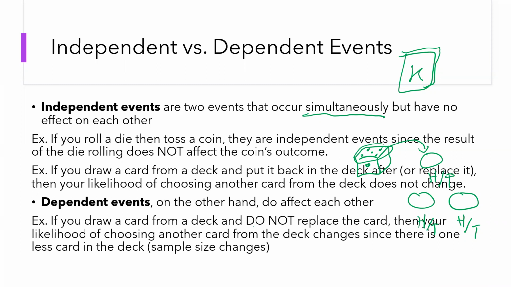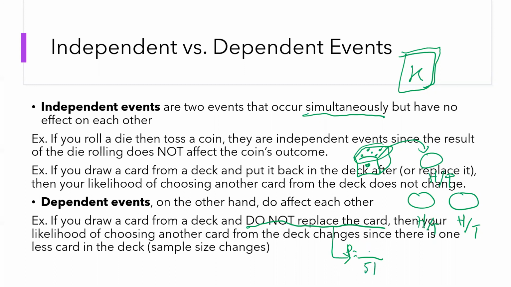And if you don't replace the card, and we talked about this, let's say that I ask someone to pick a card, and then instead of returning it to the deck, they don't return it. That changes my odds of getting another card. How does it change it? Well, instead of having the probability out of a sample size of 52, it's now going to be out of 51 because I took out one of the cards.